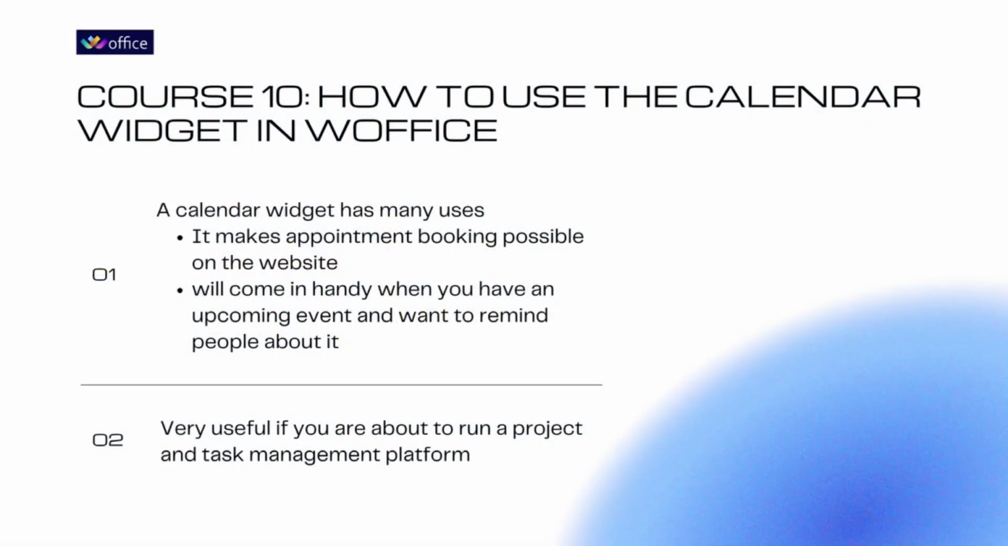One of the important features to keep an eye out for when picking an intranet WordPress theme is a calendar widget. A calendar widget has many uses. For one thing, it makes appointment booking possible on the website. Also, a calendar widget will come in handy when you have an upcoming event and want to remind people about it. This feature will be very useful if you're about to run a project and task management platform.